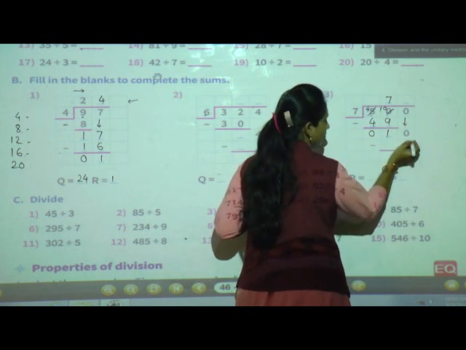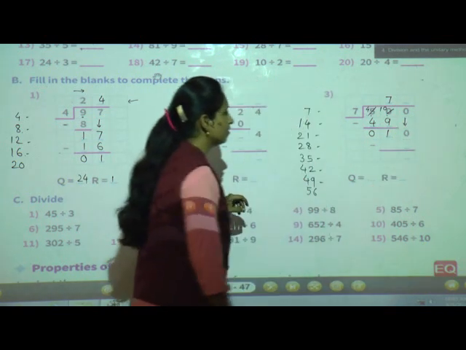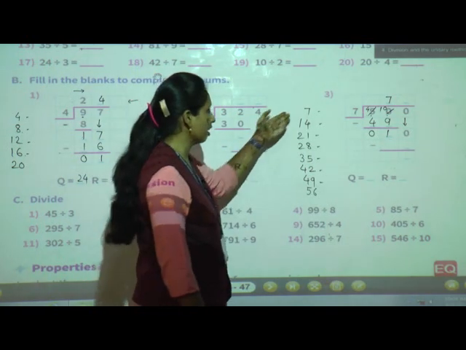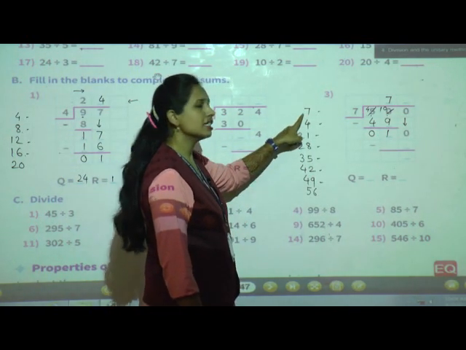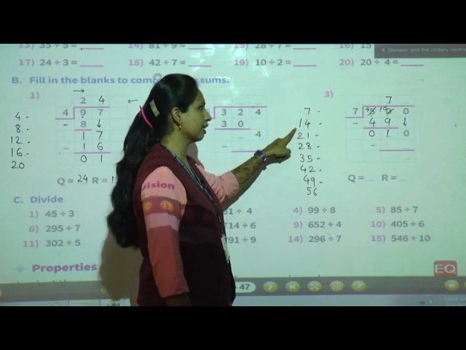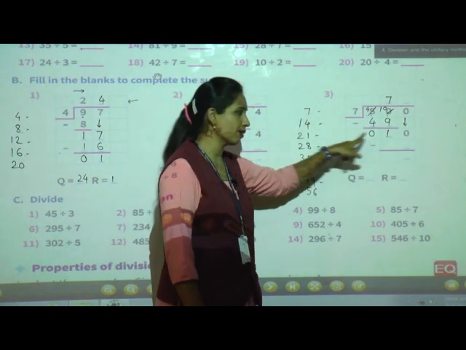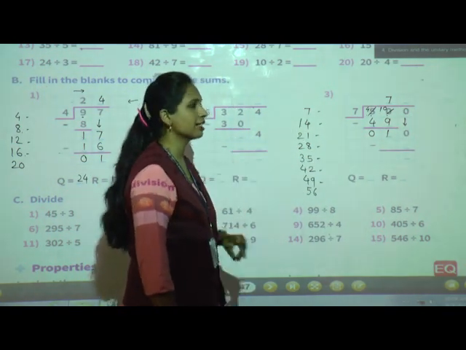So now we are having 10. Now we will see, is 10 there in the 7 table? No, it is not there. So what is less than that? 7 only, because 14 is greater than 10. So we can't take 14. So we have to take 7.